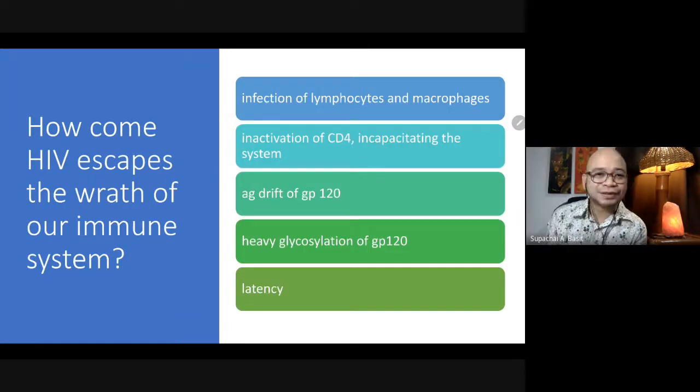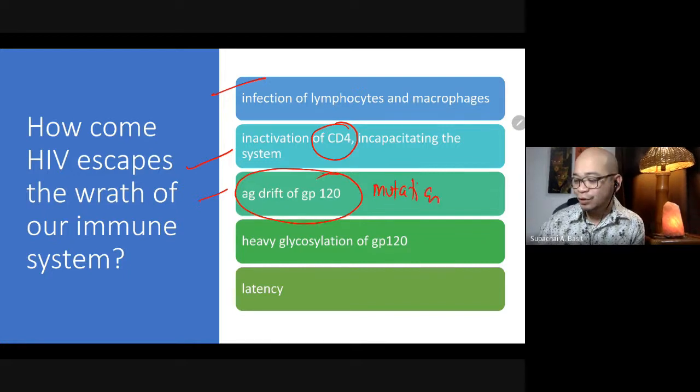So these are the things that could happen, no? Infection of lymphocytes and macrophages, inactivation of CD4, which will incapacitate our immune system. Then there will be antigenic drift of glycoprotein 120. This results in mutation, heavy glycosylation of glycoprotein 120, and latency.